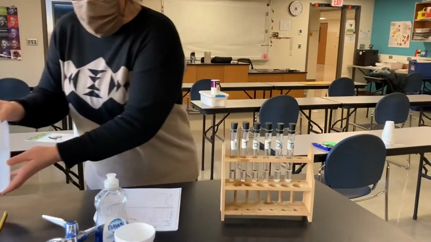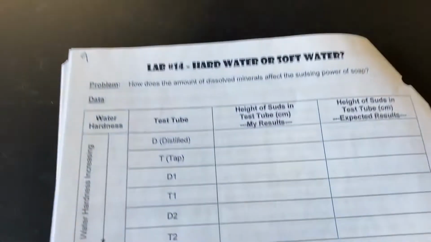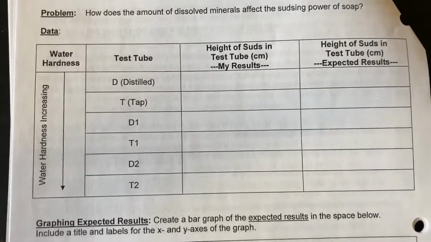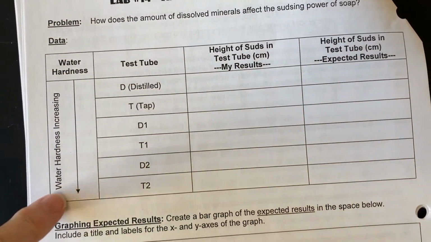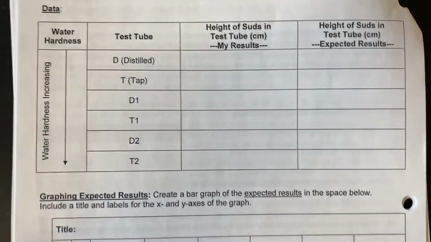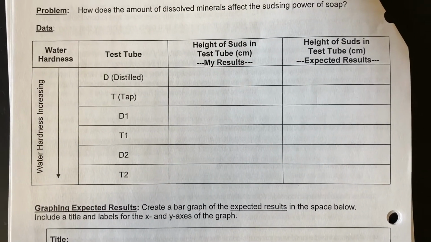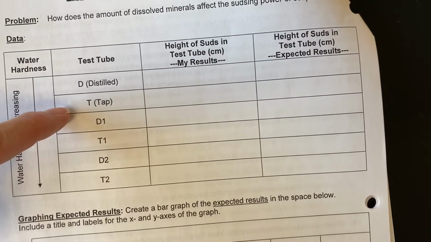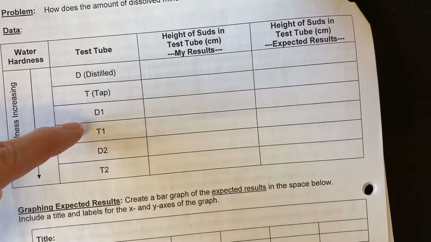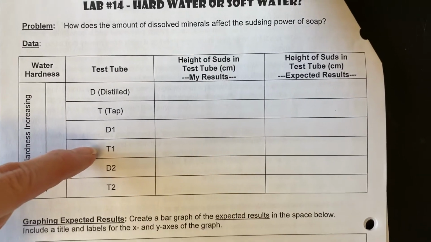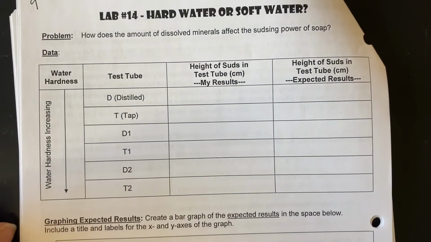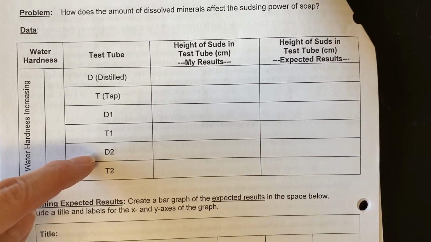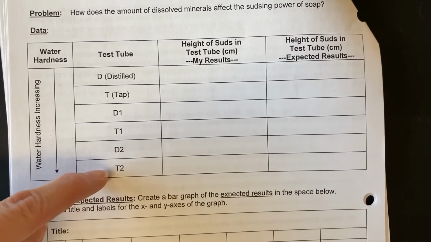Okay, so if you look at your data table, we'll start on the left side. You can see where it says water hardness, and then there's an arrow going down. So as you go down the column, the hardness of the water is increasing. And here's how we've labeled it. We have the letter D, which stands for distilled water. T is for tap water. Now below that you see D1 and T1. What that means is distilled water with 1 gram of minerals dissolved in it, then tap water with 1 gram of minerals. Then we have distilled D with 2 grams of minerals and tap water with 2 grams.